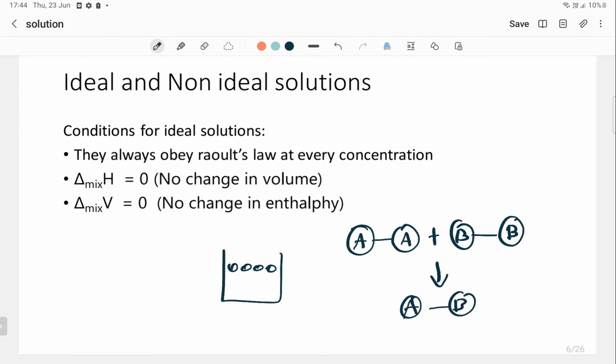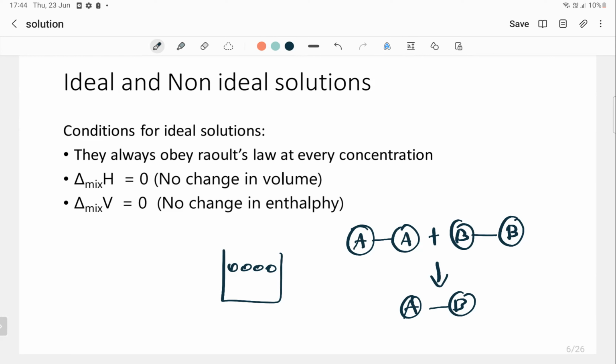Which means 1, 0 means it is present as a pure solvent. 0, 1 means here it is present as a pure solute. In between this 1 and 0, you can see many concentrations will be present. At each and every concentration, you can take your PA value, your PB value, and your P total value.